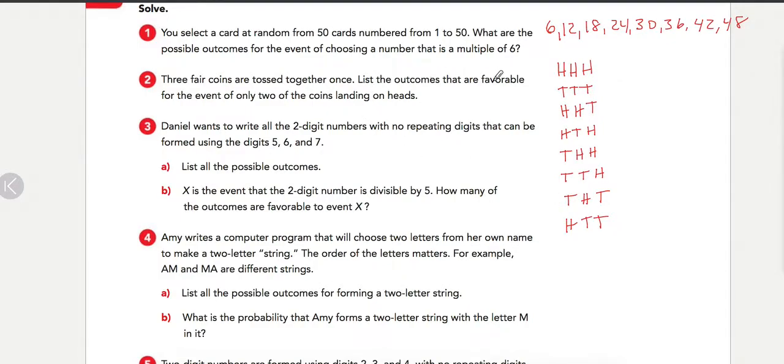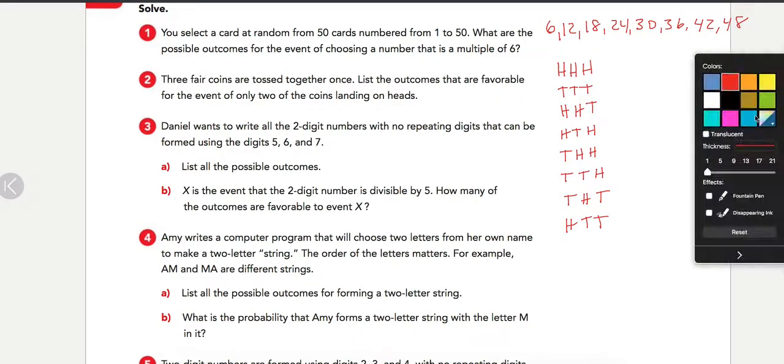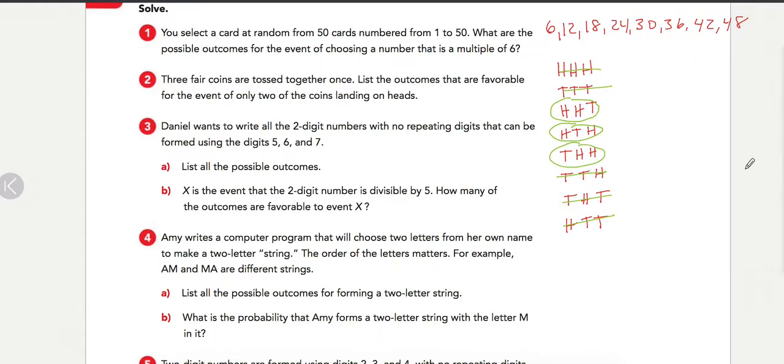Now it says list the outcomes favorable for the event of only 2 of the coins landing on heads. Well, this is 3 of the coins landing on heads, so that doesn't work. That's 3 of the coins landing on tails. This is 2 landing on heads. This is 2 landing on heads. And this is 2 landing on heads. These have just 1 head, 1 head, 1 head. So those are the 3 options that are favorable to that.